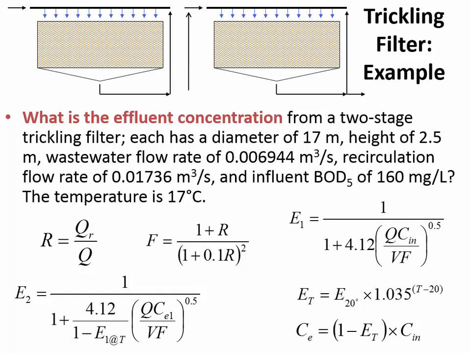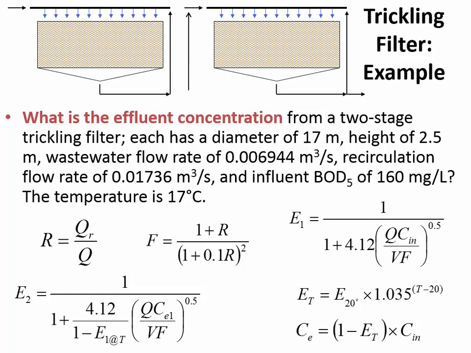Okay, with R, then we need to calculate F, this empirical factor F. Okay, so it's 1 plus R, so 1 plus 2.5 divided by 1 plus 0.1 times 2.5 squared. Okay, so that's going to be 3.5 divided by 1.5625. The F factor is 2.24. Now we calculated both of those just because they're going to go into these factors that tell us the efficiency of removal.